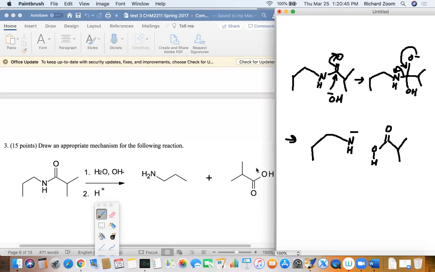No, you can't. The reason for that is because at this point you've formed a carboxylic acid and it's in a basic environment. It's got OH minus. We've also got this N minus here. So what actually happens is that the N minus will take the H off the OH.